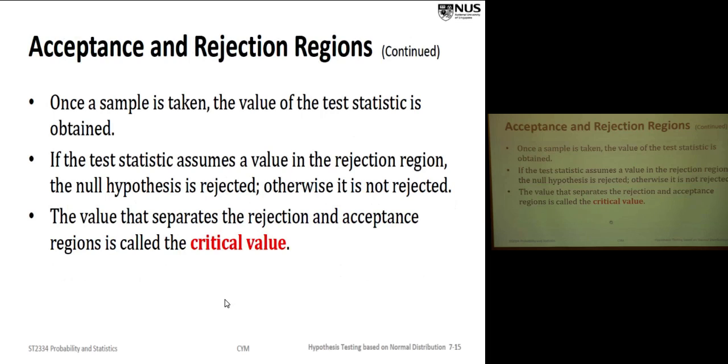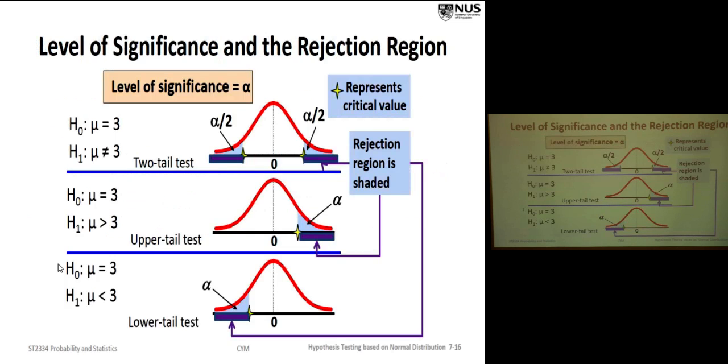Now, let's try and understand what that is. We're going to see how this is obtained. So you obtain a sample, and you obtain the value of the test statistic. And then if the test statistic assumes a value which lies inside the rejection region, then you reject the null hypothesis, and otherwise you do not reject, i.e. you accept. And the value that separates the rejection and acceptance regions is called the critical value. Now, all these things will be defined in a moment. So let's have a look at what it means.